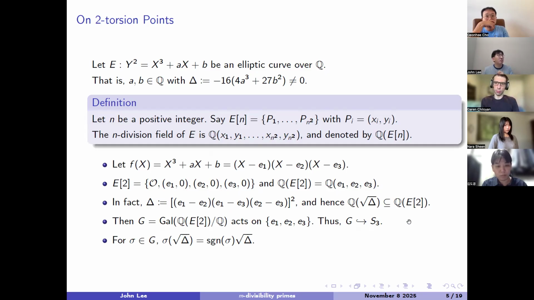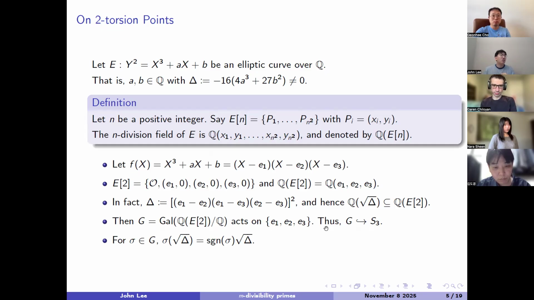So this one should be a subfield of Q(E2). And let G be the Galois group. Then how does this Galois group work? It basically acts on e1, e2, and e3. It should be shuffling them, because I told you Q(E2) should have these three numbers, and the Galois automorphism in this group can only shuffle e1, e2, and e3. It cannot do anything else.